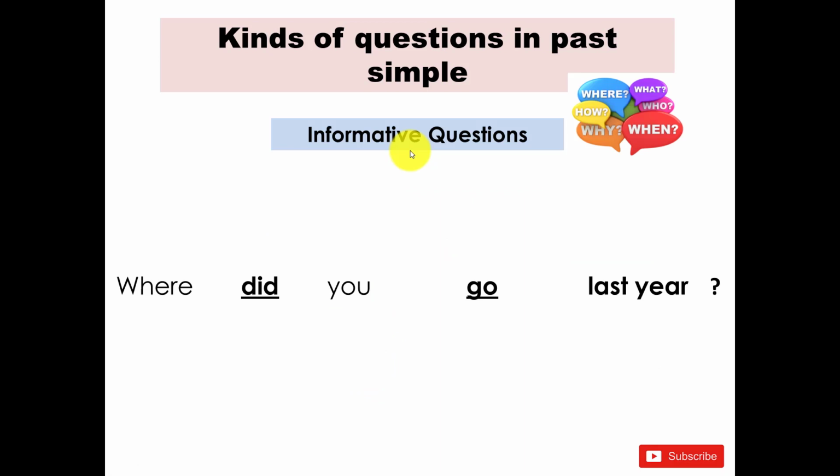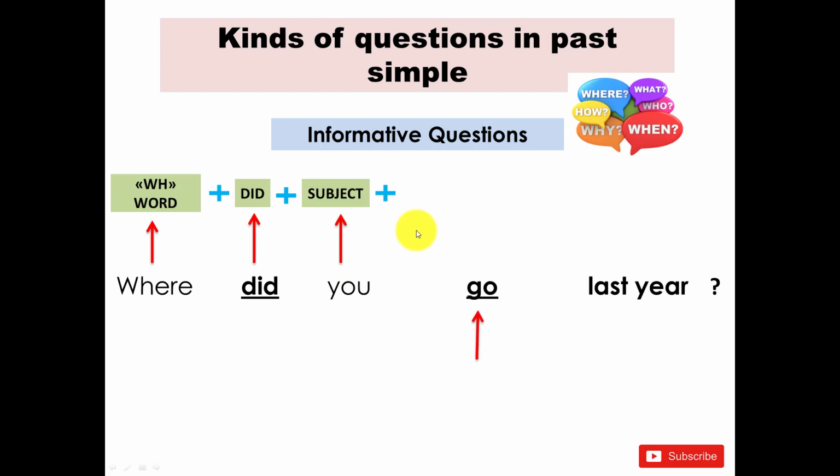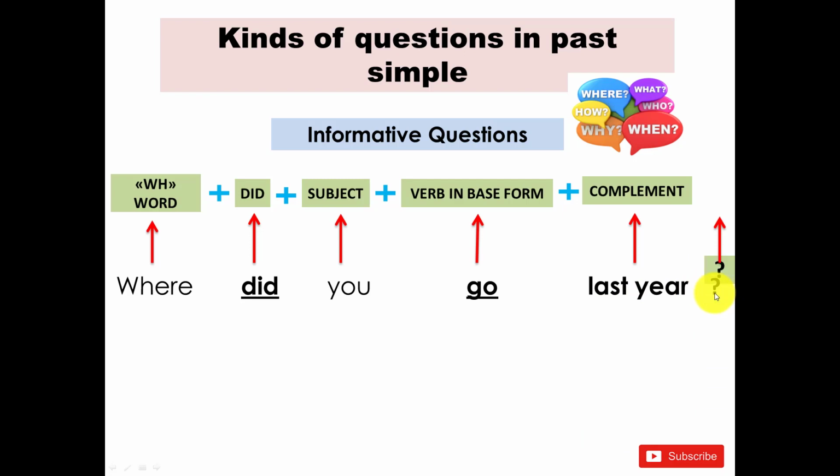Let's move now to talk and explain informative questions, or information questions. In information questions, we have WH questions. We can say, for example, how, where, what, who, when, why, etc. For example, here we have, where did you go last year? You see, we start with where, and the auxiliary here is did. As you see, the verb does not change, right? So where is a WH word, plus the auxiliary did, plus the subject, plus the verb in the base form and the complement, plus a question mark, of course.